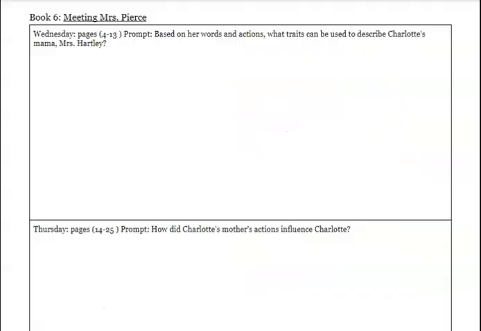So our second book for this week is Meeting Mrs. Pierce. So let's go through and preview our prompts. So for Wednesday, prompt for pages 4 through 13. Based on her words and actions, what traits can be used to describe Charlotte's mama, Miss Hartley? For Thursday, pages 14 to 25, the prompt is, how did Charlotte's mother's actions influence Charlotte?